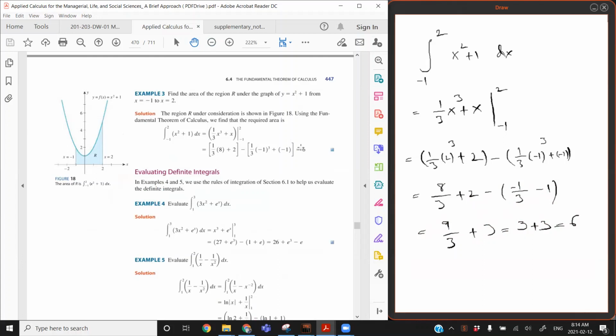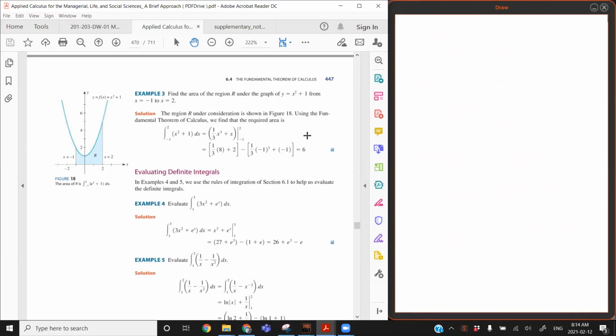It depends on what the unit is. Could be square centimeters, could be square meters, could be square feet, depending on what the unit of measurement on the two axes are. Any questions? Another example.